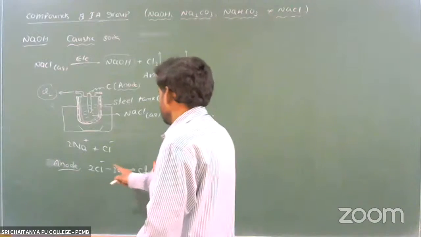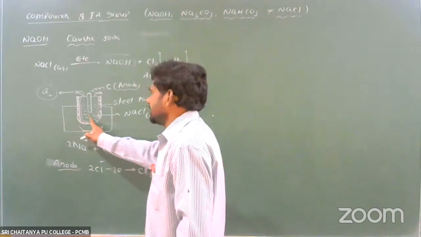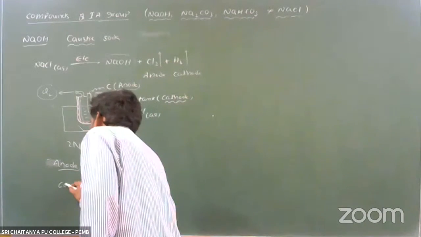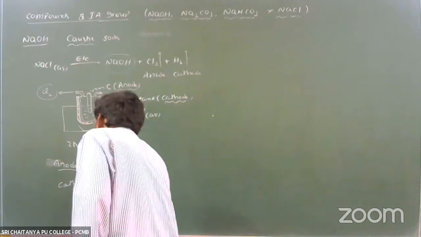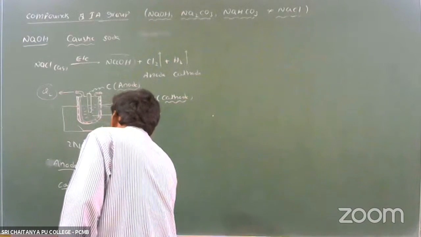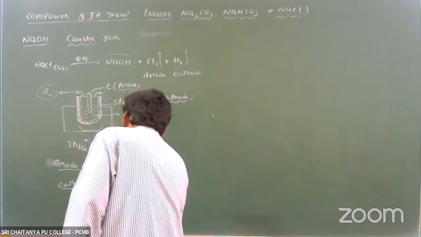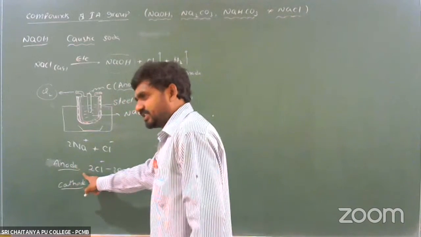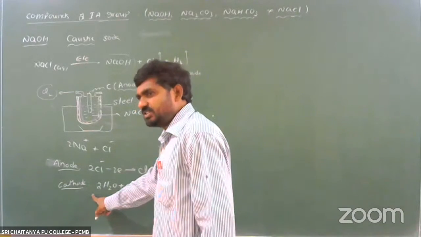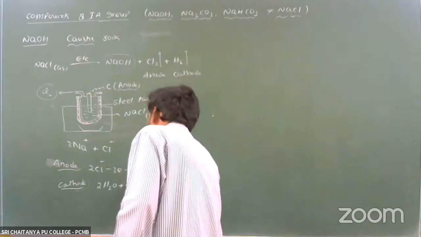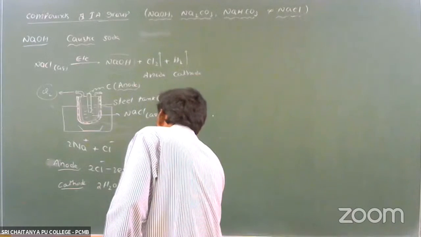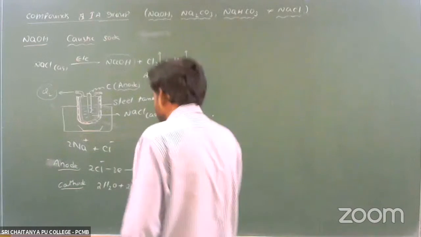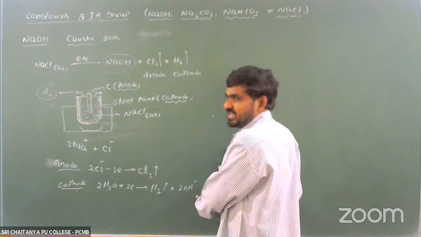Next, Na+ ions are present in this aqueous solution; aqueous means it contains water. The reaction at the cathode is reduction, while at the anode it is oxidation. Water undergoes reduction: it gains 2 electrons, liberates hydrogen gas, and produces 2 OH- ions.